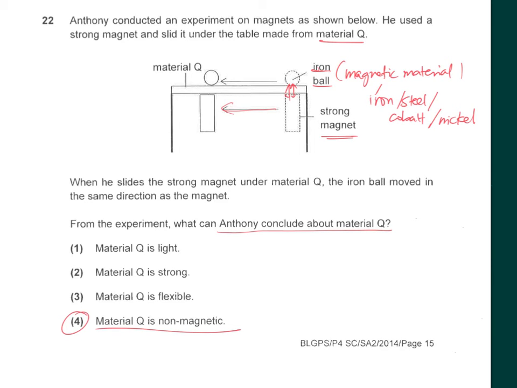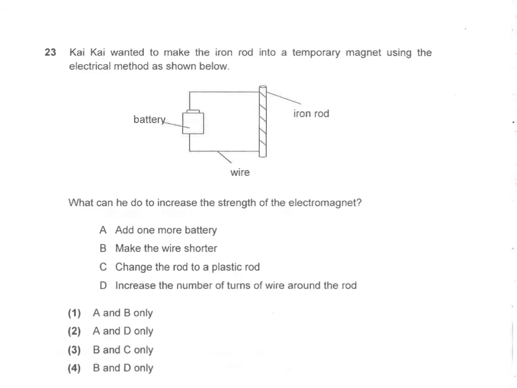Now, in a case where the table is made of magnetic material, for instance, if I were to use steel, what is going to happen is that the magnet will end up attracting the steel table, and the iron ball will not be seen moving. So you need to know that magnetism can pass through non-magnetic material, but is not able to pass through magnetic material. Clear?